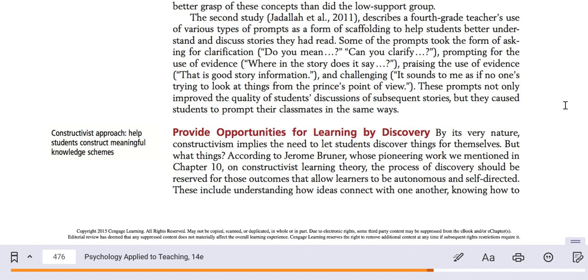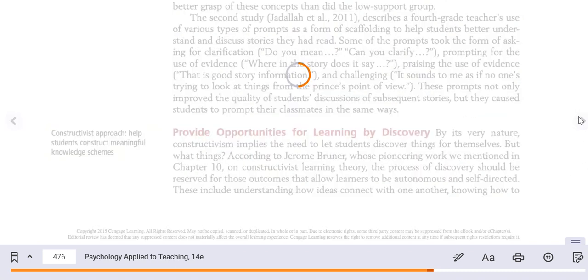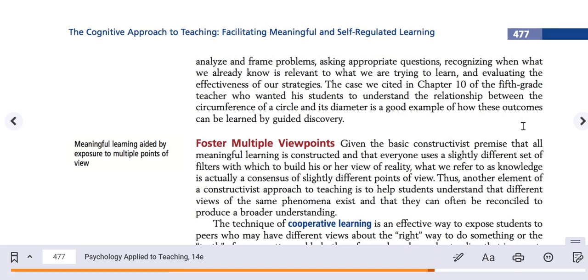These include understanding how ideas connect with one another, knowing how to analyze and frame problems, asking appropriate questions, recognizing when what we already know is relevant to what we are trying to learn, and evaluating the effectiveness of our strategies. The case we cited in Chapter 10 of the 5th grade teacher who wanted his students to understand the relationship between the circumference of a circle and its diameter is a good example of how these outcomes can be learned by guided discovery.